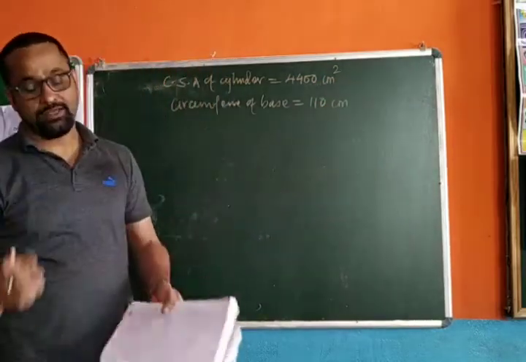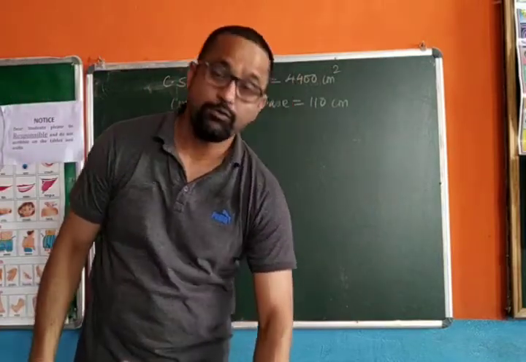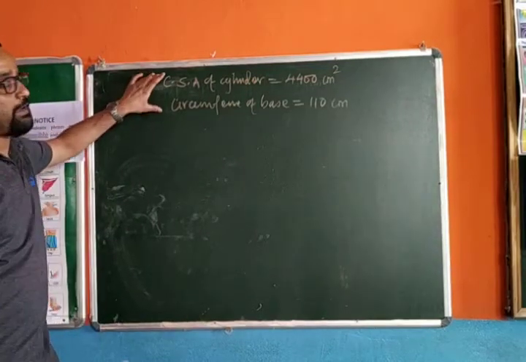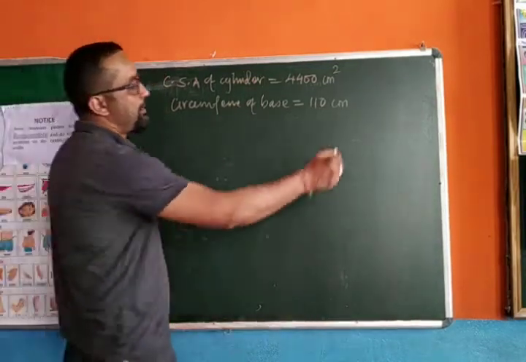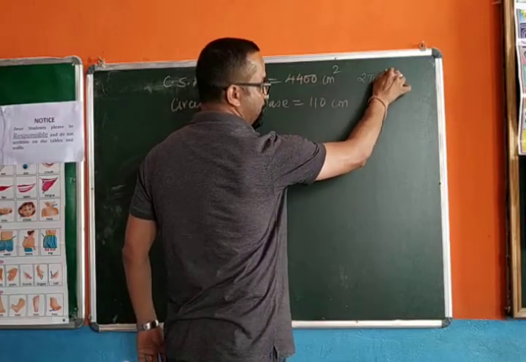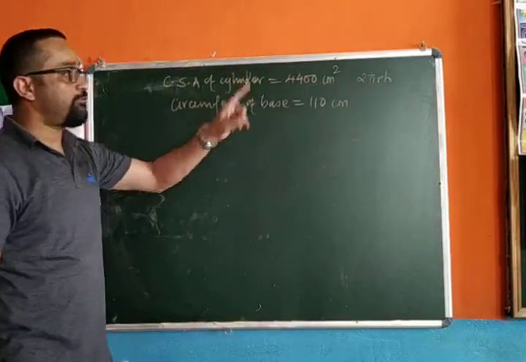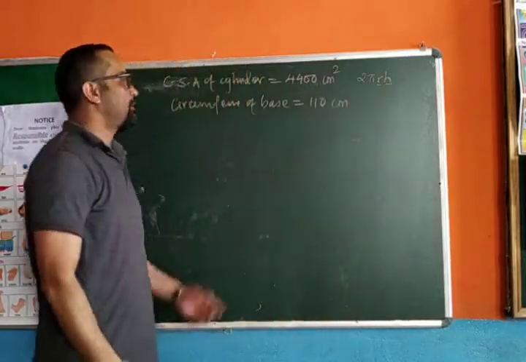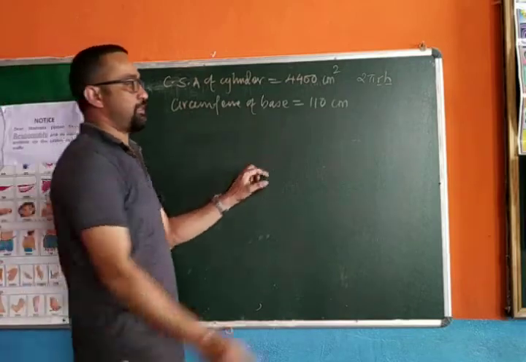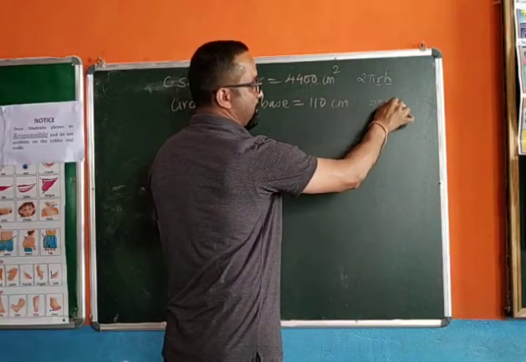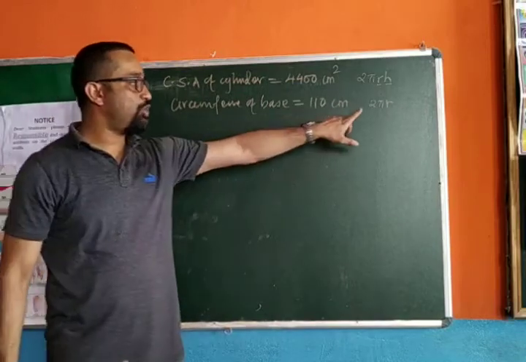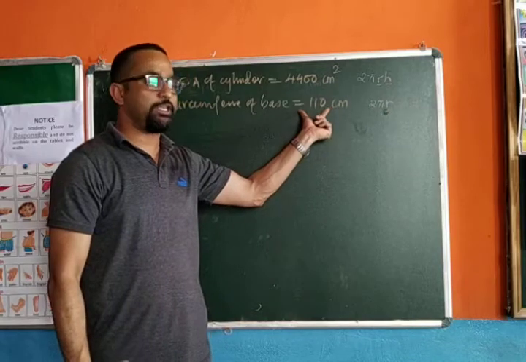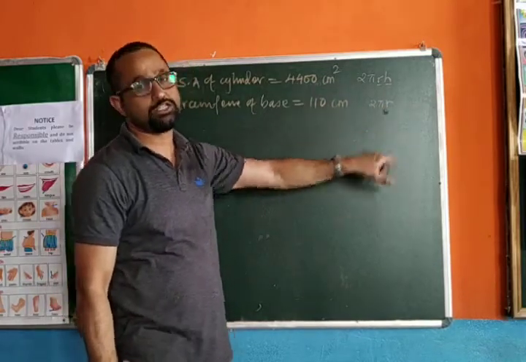Question says that find the height of the cylinder and volume of the cylinder. So you need to look at these two given values. Curved surface area 2 pi rh: if you look at the formula, both radius and height are unknown. Circumference of base 2 pi r: you have only one unknown variable. Means that we use this given value to calculate radius.